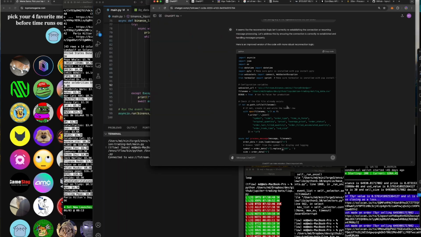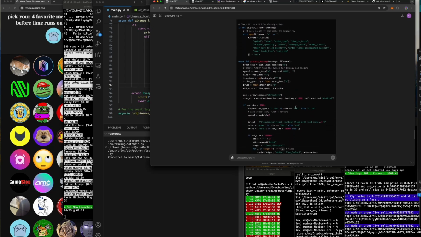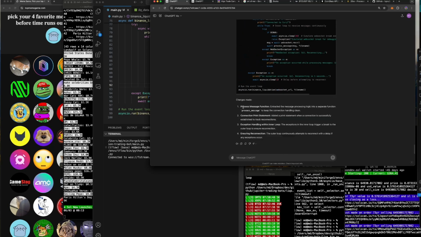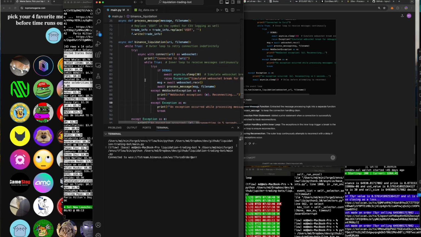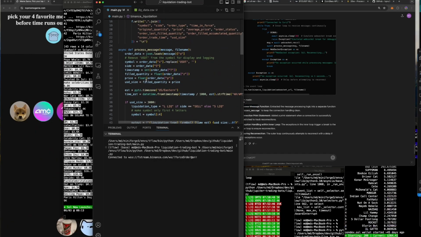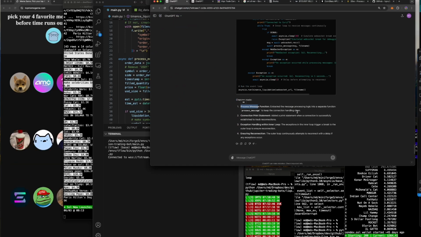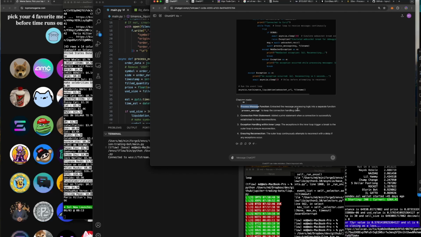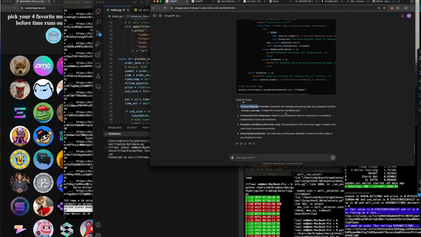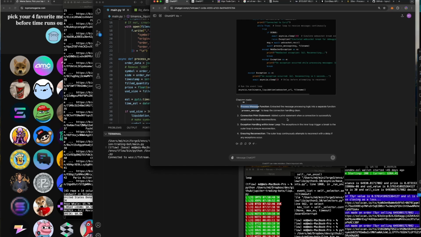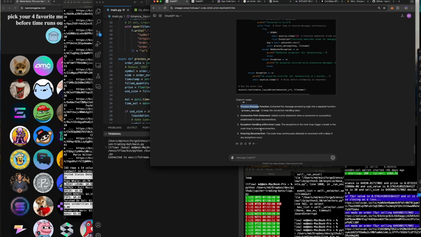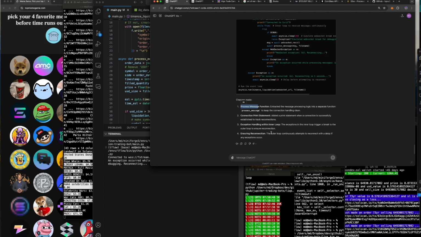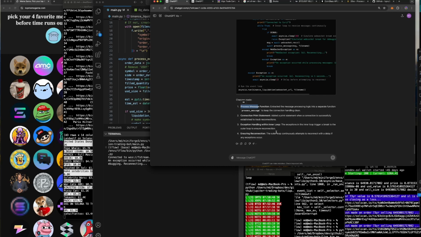So this is way better than just waiting for it. I want to read what it did at least. In the process message function, it extracted the message processing logic into a separate function, process manage message, to keep the connection handling clean. Connection print statements: added a print statement when a connection is successfully established to track reconnections. Exception handling within the inner loop: the exceptions in the inner loop trigger a break to the outer loop to ensure reconnection.